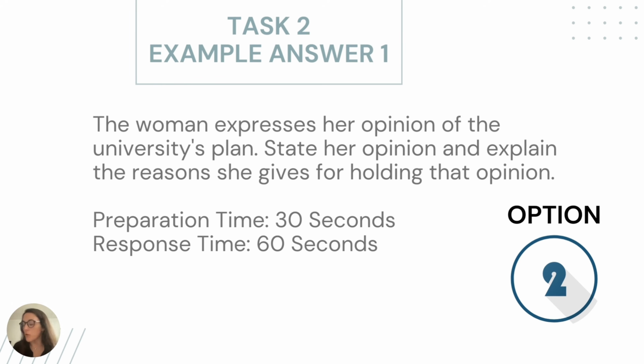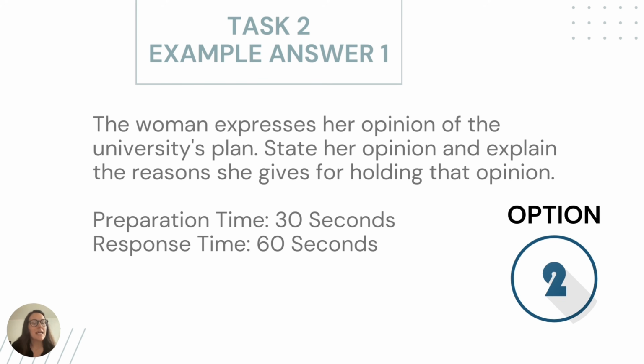Now let's analyze both of those answers. They follow that structure. Both of them do. They just use a different order, but they hit all the points. And that's what you need to do in task 2. You need to mention what the policy is, or the plan, or the proposal, in this case, the plan. And you need to cover the student's opinion in detail.